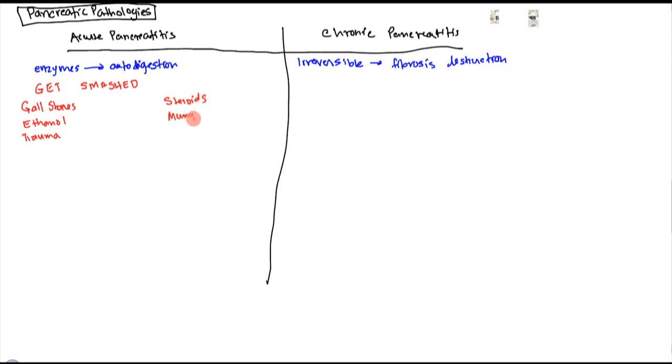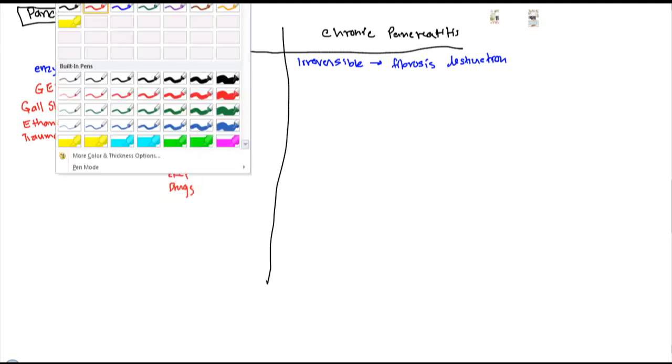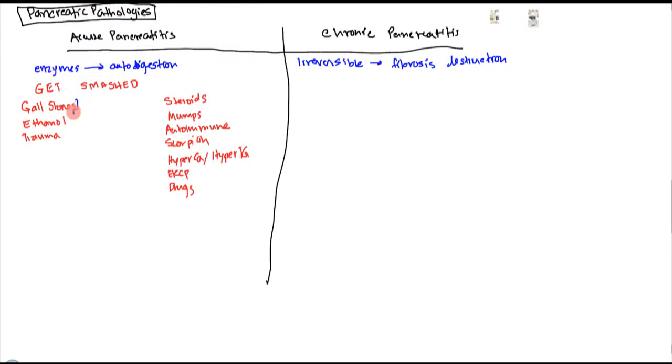Mumps can cause acute pancreatitis. Any autoimmune causes, and the second S stands for scorpion sting. H is going to be either hypercalcemia or hypertriglyceridemia. ERCP can trigger it, and even drugs. But out of these, gallstones and ethanol account for about 80% of the causes. So these two are the majority of the causes.